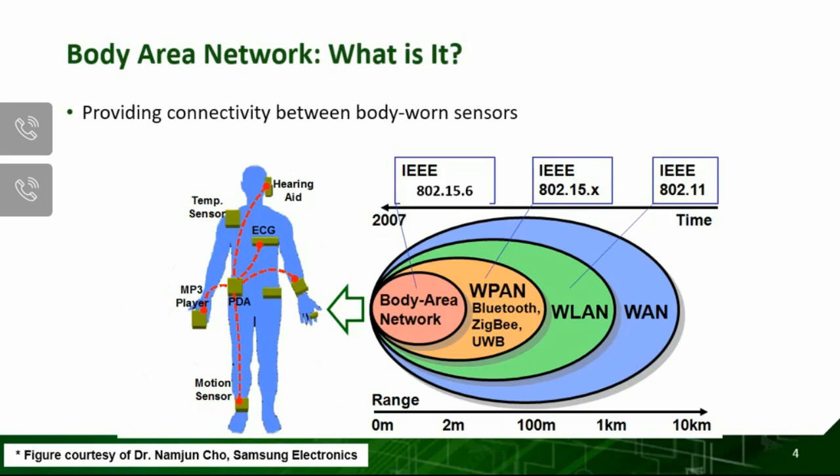Well, in the same context, continuous monitoring reveals that the energy efficiency of the body area network is one of the key factors that we need to consider, as well as the reliability of the communication. Unlike the wireless LAN, we need to guarantee the quality of service in body area network.